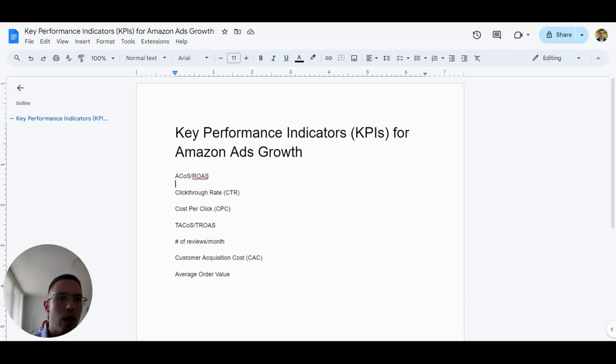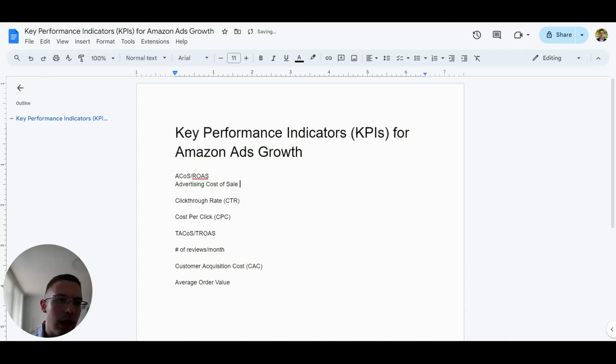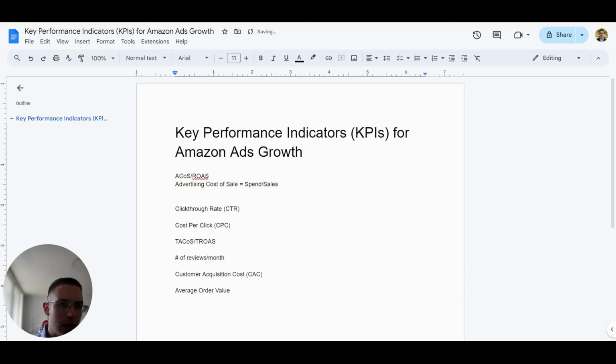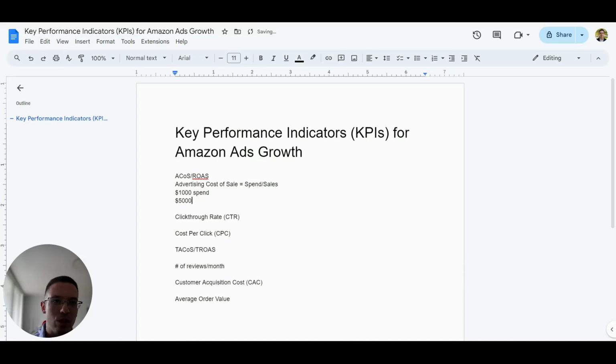So ACOS stands for advertising cost of sale. And basically, that is spend divided by sales. So, for example, if you've got $1,000 in spend and $5,000 in sales, and you take that $1,000 and you divide it by the $5,000 in sales, you get an ACOS of 20%. 1,000 divided by 5,000 is 0.2, which is 20%.